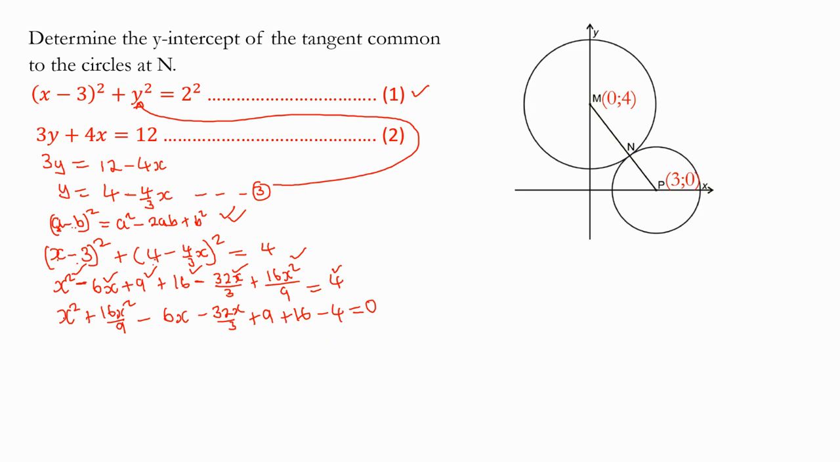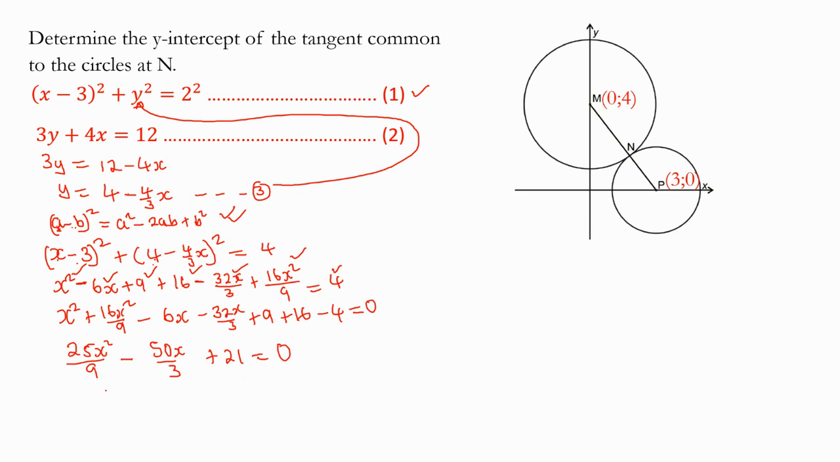And then what is 1 plus 16 over 9? That is 25 over 9. So it's 25 x squared over 9. And then you can use your calculator here. Minus 6 minus 32 over 3. You must get 50x over 3. And then 9 plus 16 is 25. 25 minus 4 is 21. So plus 21 is equal to 0.